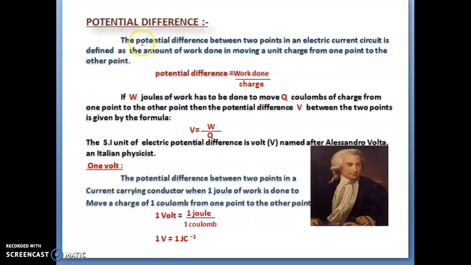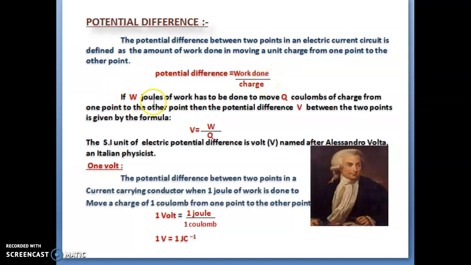Potential difference. The potential difference between two points in an electric circuit is defined as the amount of work done in moving a unit charge from one point to another point. So potential difference is equal to work done upon charge.